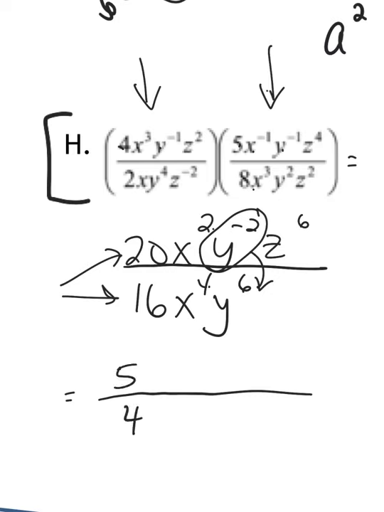I have 2 x's on top, 4 on bottom. That means I could cancel these with 2 on the bottom. That would leave 2 x's on the bottom. I have y to the 8th on the bottom because this came down. We added the exponents, and then z to the 6th stays on top.